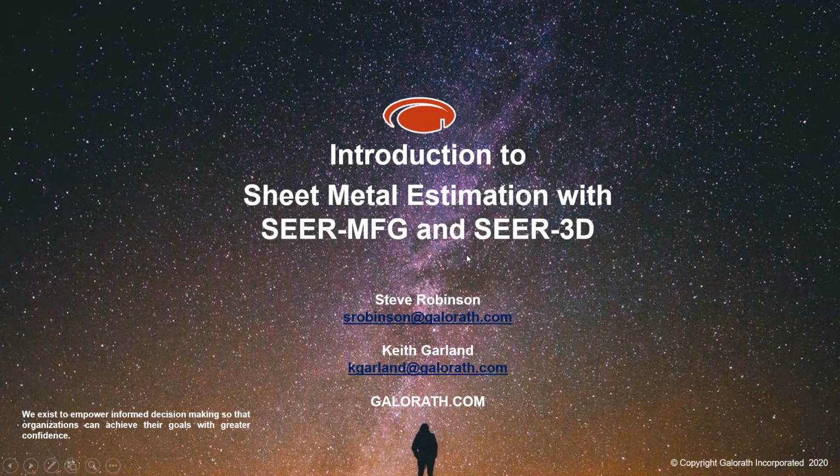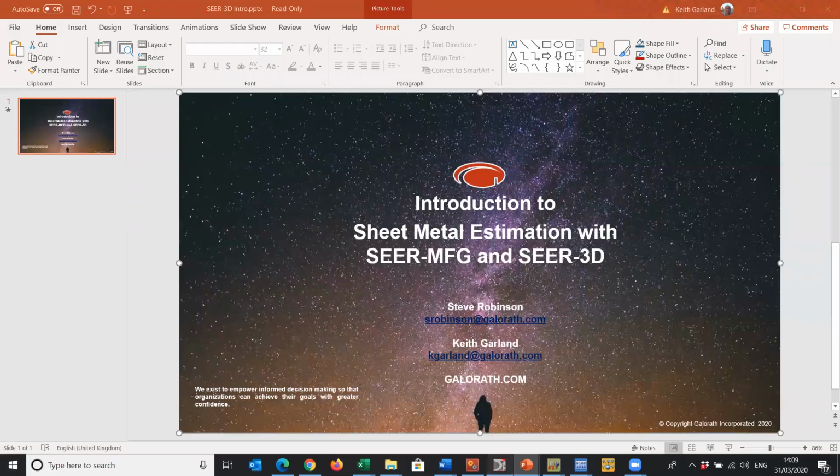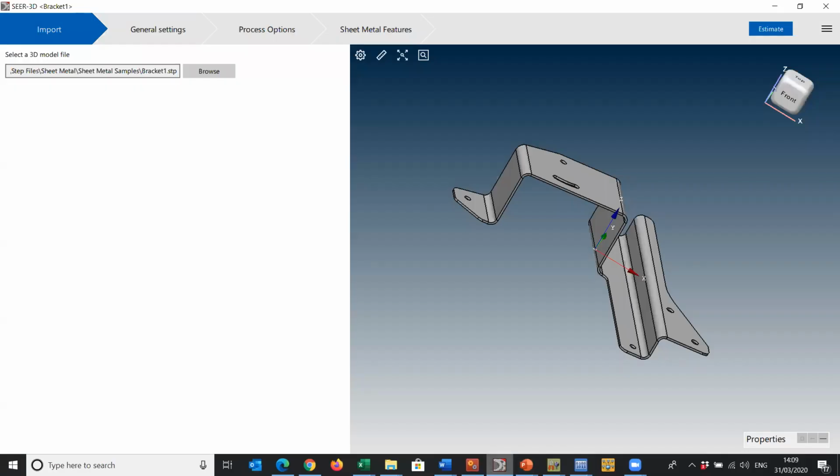Thank you, Steve. So hello, everybody. Today, like Steve said, we're going to look at SEER 3D and its sheet metal capability. So in front of you, you see the SEER 3D GUI. It's the same GUI, whether it be machining, additive, composites, or sheet metal. They're just individual processes licensed within the front end to allow you to access the different estimating capability. So all I've done so far is I've imported a sheet metal sample. That brings it up onto the screen.